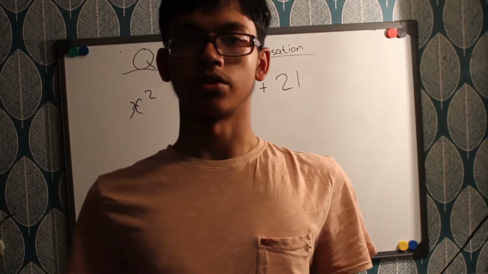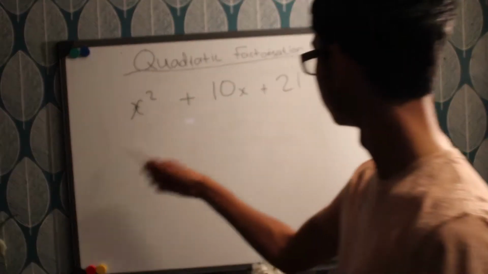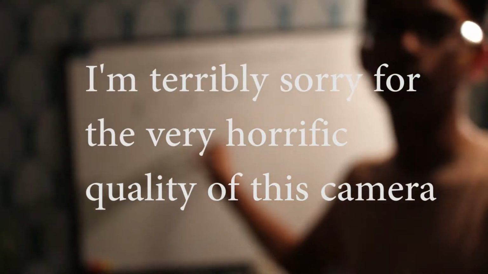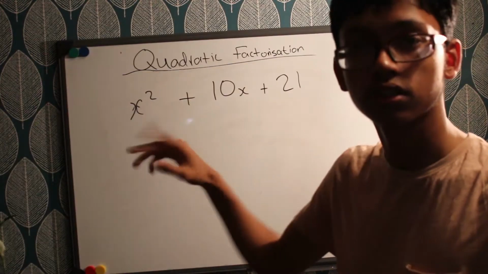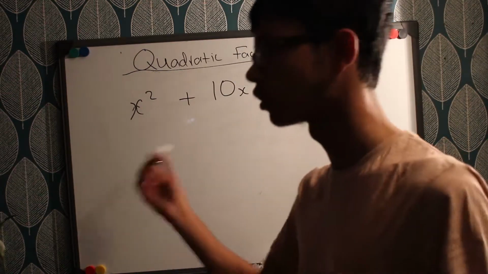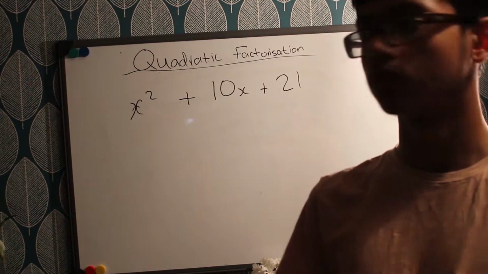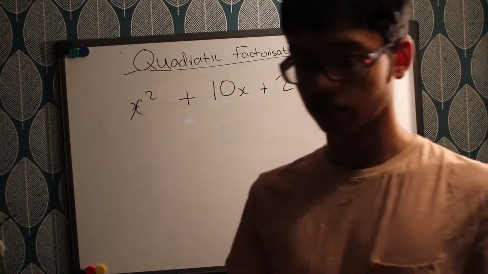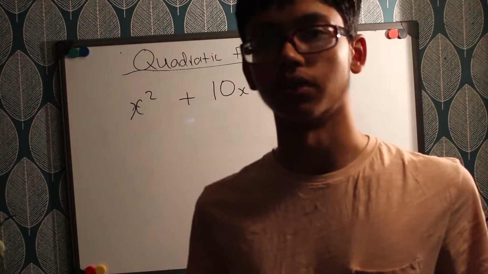Now, what is a quadratic equation? A quadratic equation is normally where there's an x squared, and that's the highest power it can be in an equation. If the squared is the highest power, it makes a quadratic. If the highest power is a cube, it's a cubic, and then 4, it goes on and on. The reason why we factorize quadratics, I actually don't know. We have to just do it for our GCSEs.